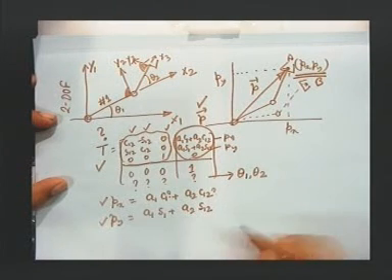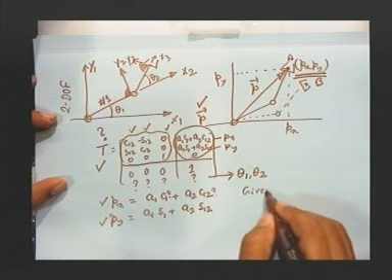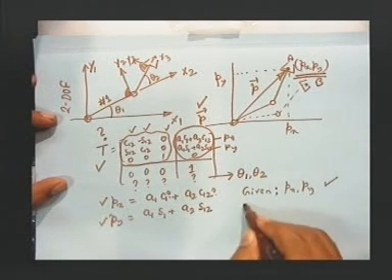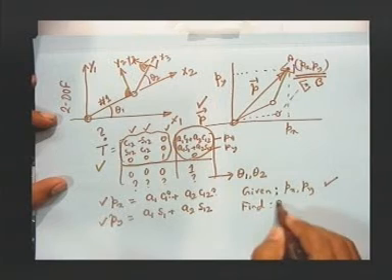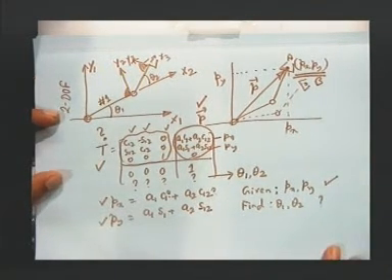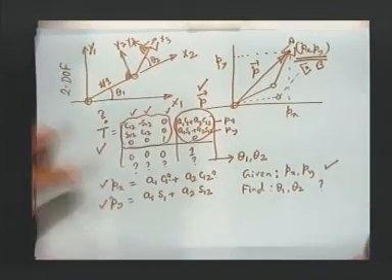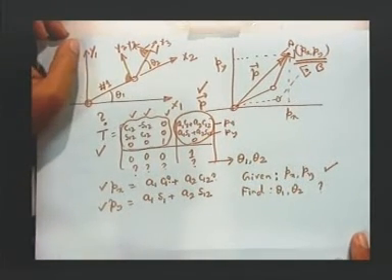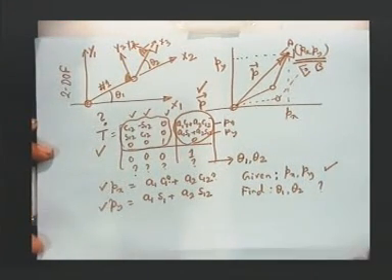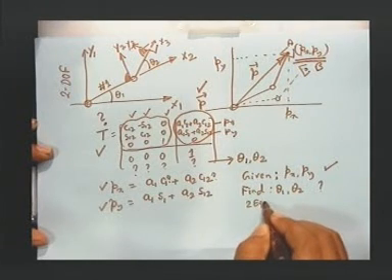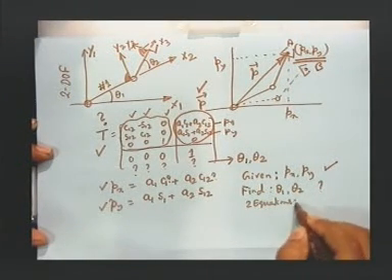So, given p x, p y, find theta 1 and theta 2. So, how to do it now? So far we have done only matrix multiplications. Matrix multiplication means only multiplications and additions, and I pointed out forward kinematics is simple multiplication and addition. Now, we have 2 equations and I have 2 unknowns.